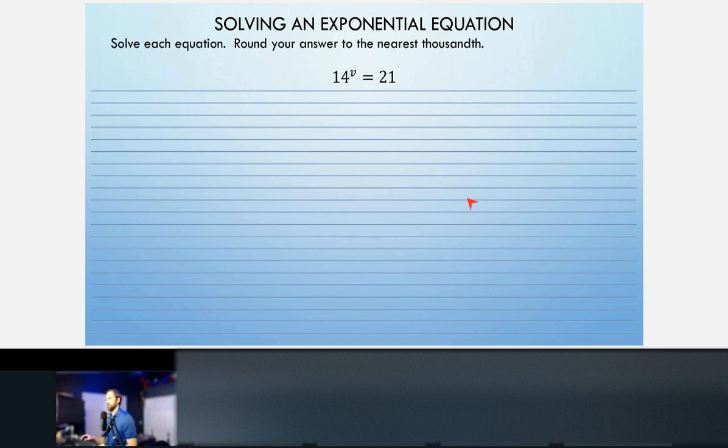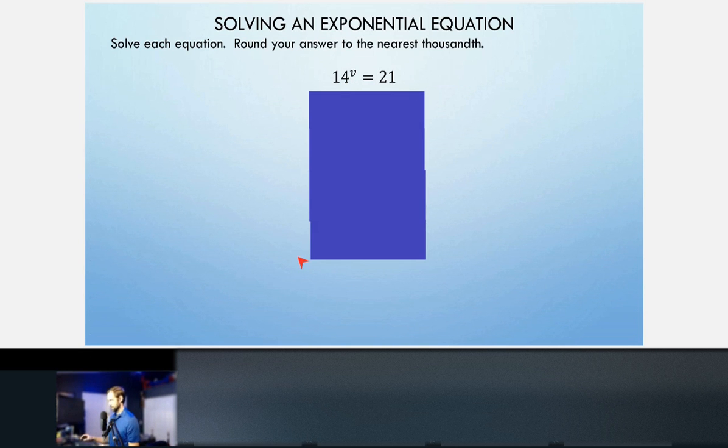What did everyone get? About 1.135? Is that what everyone has? Okay, so we got 1.153. We got a 1.154. Make sure you round properly. So either Isaiah, you're right or everyone else is wrong, or vice versa. So the answer is 1.154.